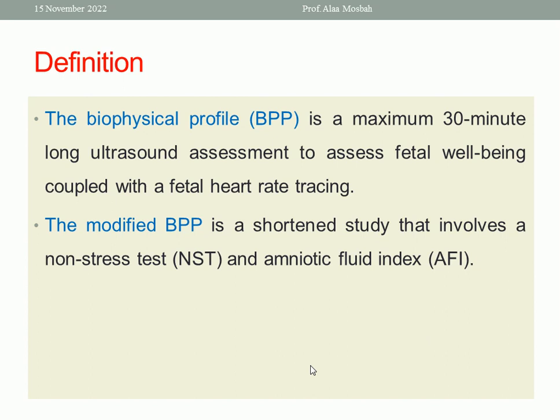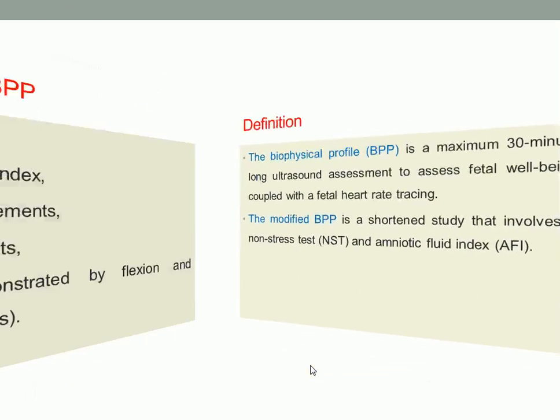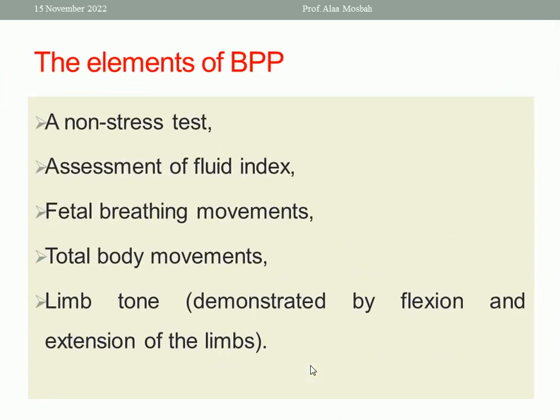So what is the modified biophysical profile? The modified biophysical profile is a shortened study that involves a non-stress test and the amniotic fluid index. So, summarized, the biophysical profile becomes, in the modified one, only 2 items: non-stress test and the amniotic fluid index evaluation. Okay. So these are the items of the biophysical profile, as I mentioned before: non-stress test, assessment of fluid index, fetal breathing movement, total body movement, limb tone.